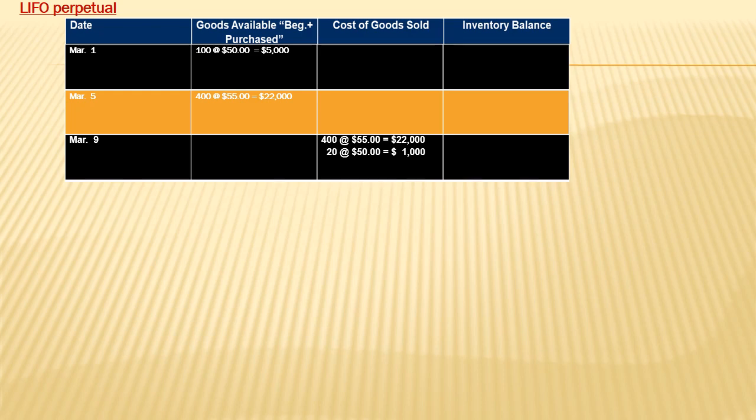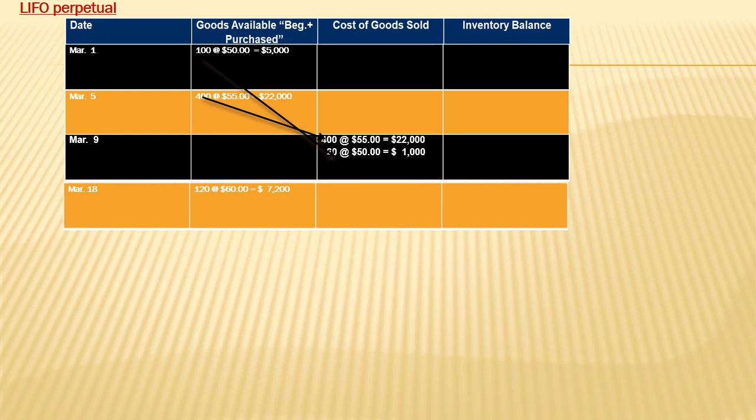But take care that we are using the LIFO inventory costing method here. So when I'm going to calculate the cost for the 420 units, I'm going to start with last in, first out. I'm going to start with the 400 units. So I will take all the 400 units at a cost of $55. Then to complete the 420, I take the remaining 20 units from the 100 on the 1st of March beginning inventory. So I will have 400 units at a cost of $55 and 20 units at a cost of $50.